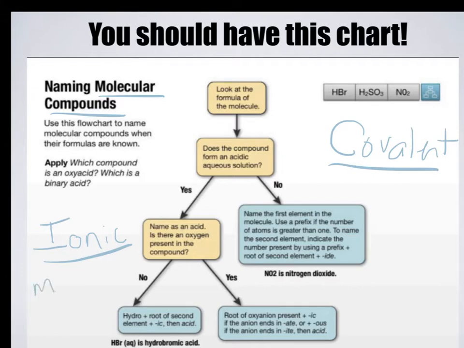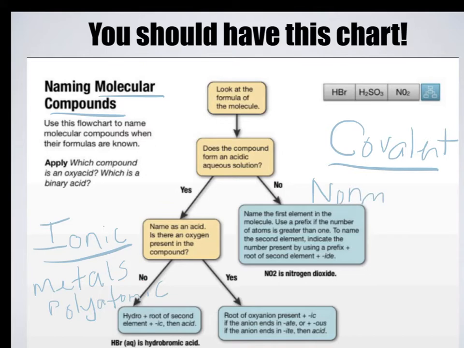Well, remember, ionic compounds have metals associated with them, so you'll always see cations. Another thing is that they can have polyatomic ions, those ones that we had to memorize, like nitrate, phosphate, sulfate, things like that. What about covalent compounds?